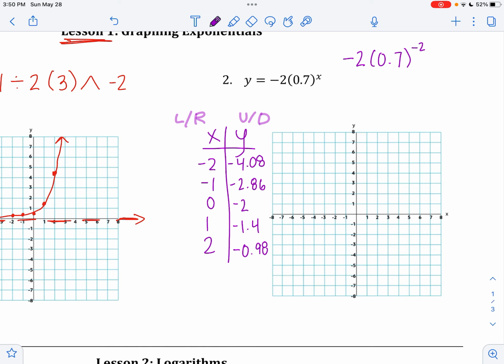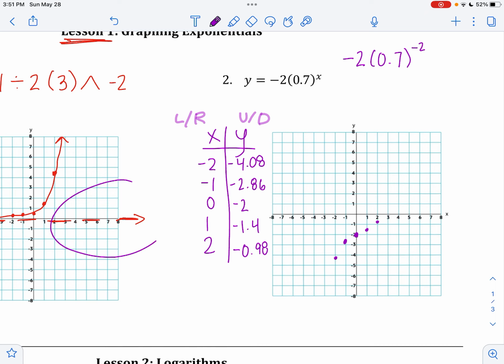So think about it as $4.08. So it's not -4. It's a little more than -4. -1, negative 2.86 is somewhere in between -2 and -3. It doesn't have to be perfect. 0, -2 means we don't go left or right at all, but we go down 2. 1, -1.4 is about right here. And then 2, -0.98 is almost -1.